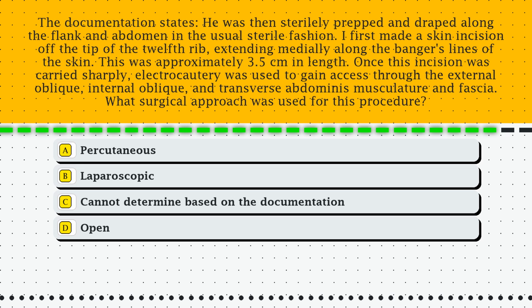AAPC CPC exam question 1. The documentation states, he was then sterilely prepped and draped along the flank and abdomen in the usual sterile fashion. I first made a skin incision off the tip of the 12th rib, extending medially along Langer's lines of the skin. This was approximately 3.5 centimeters in length. Once this incision was carried sharply, electrocautery was used to gain access through the external oblique, internal oblique, and transverse abdominis musculature and fascia. What surgical approach was used for this procedure?